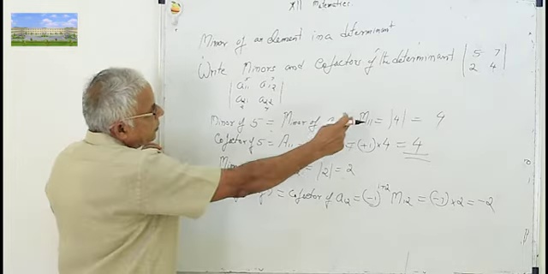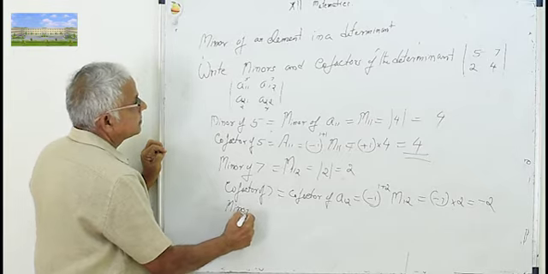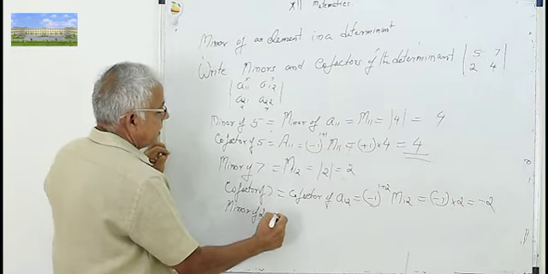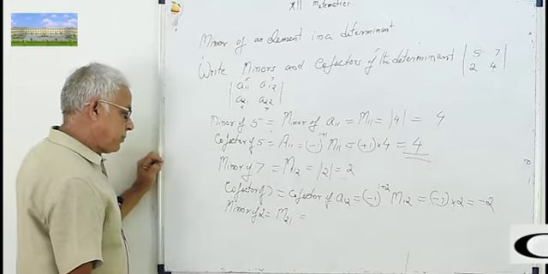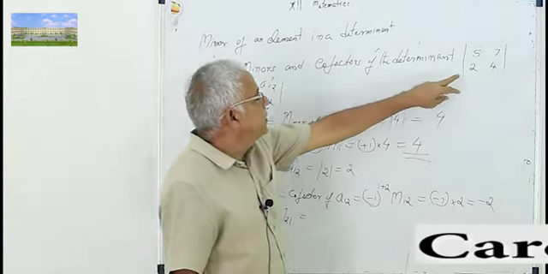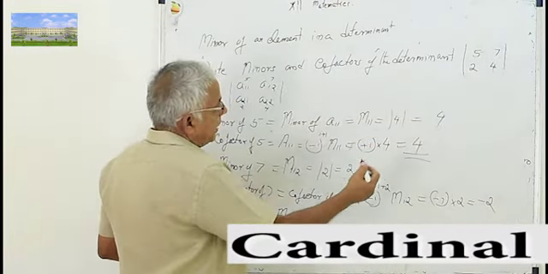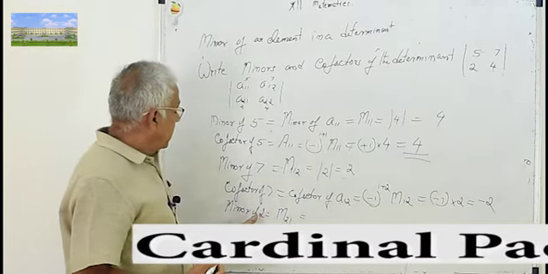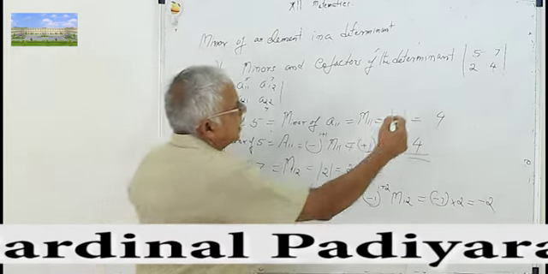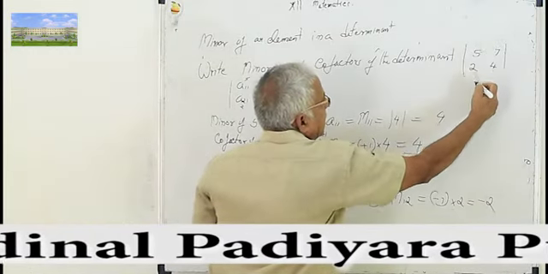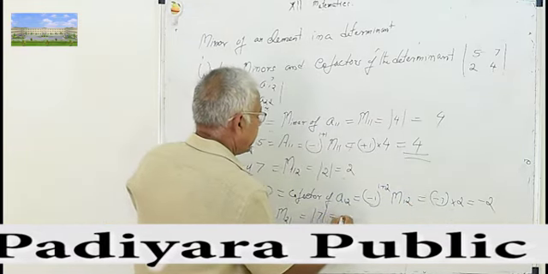Again we find the minor of the element 2. This is the minor of 2, which is in place A21. Minor of an element is the determinant obtained by deleting the row and column containing 2. Cut the row containing 2 and the column containing 2. Then the result is determinant 7, that is 7.